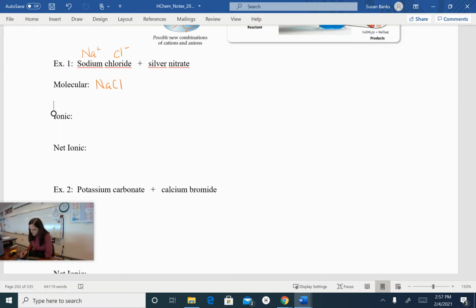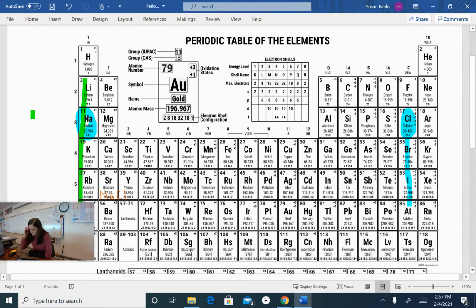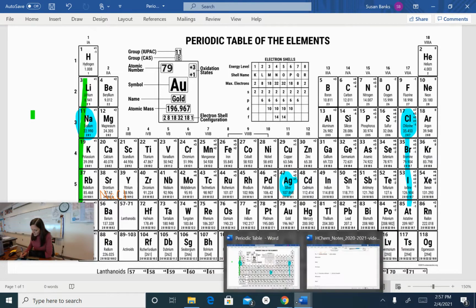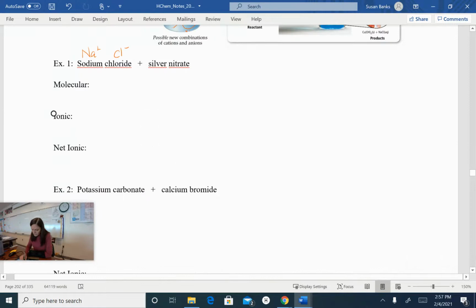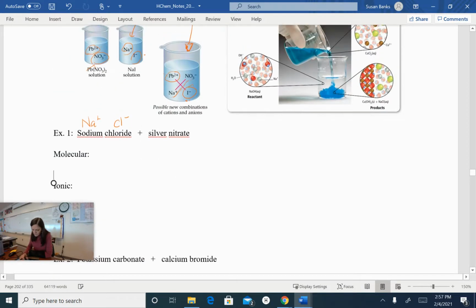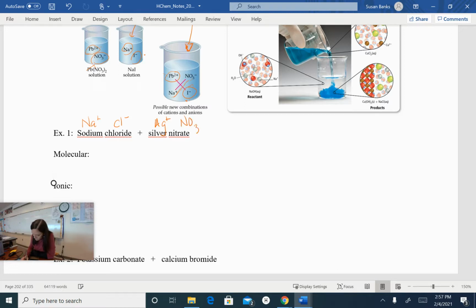And then silver. Silver is one of our exceptions. Silver was always a +1, right? So silver is a +1. And then the other thing that we are looking for is nitrate. And we've already done nitrate up here, NO3 -1. So silver is a +1, nitrate is a -1. So 1-to-1 relationship there. Okay, so we're going to start off with our skeleton.